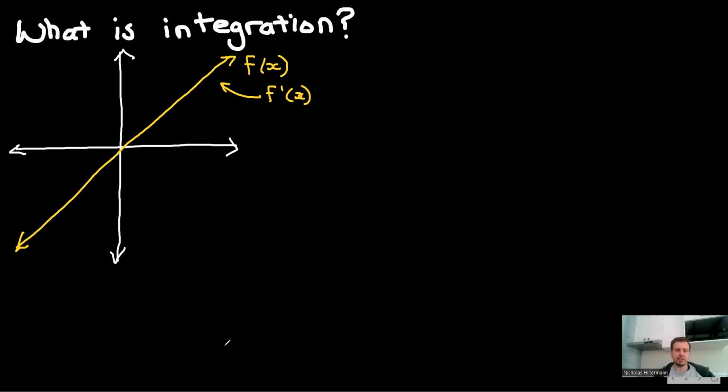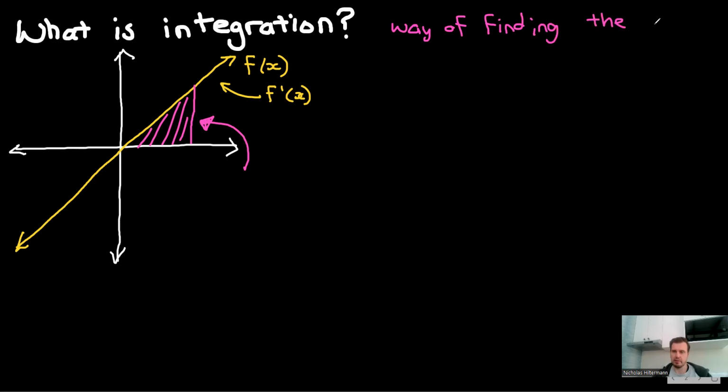Integration, instead of finding the slope, is finding the area. So if I was to find the area under a graph, this area here, I would be wanting to find the integral. So the integral is the way of finding an area, the area under a graph.